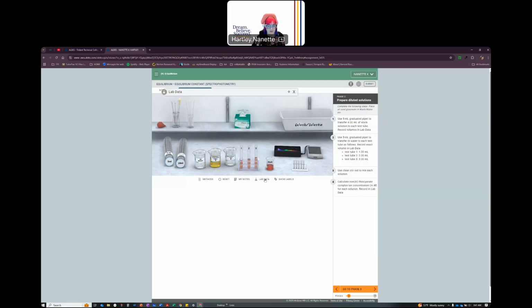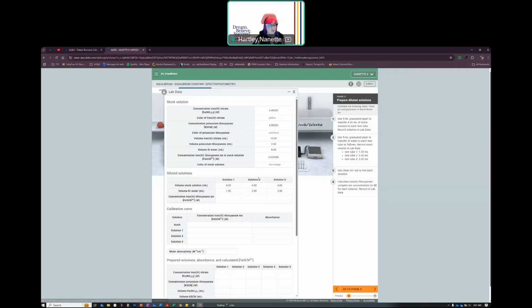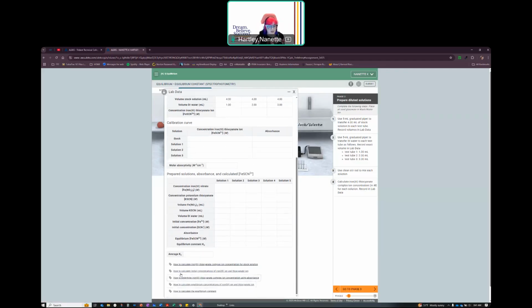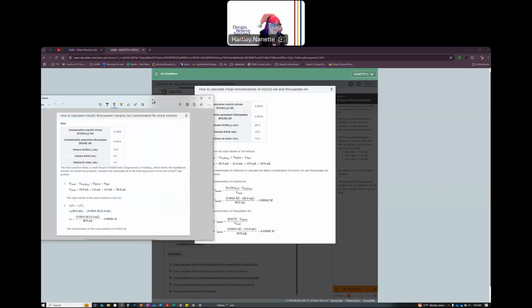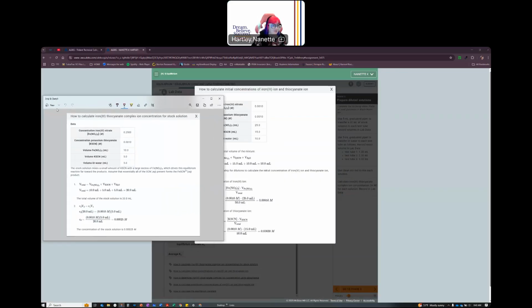Now we want to calculate the iron thiocyanate for each solution. So I'm going to go to my lab data and say, okay, I don't know what to do now, but how to calculate initial concentration of iron(III) ion and thiocyanate. Okay. So now I've got some data. And I'm going to take a picture because I might need this.